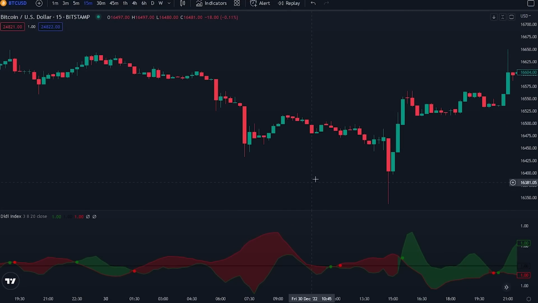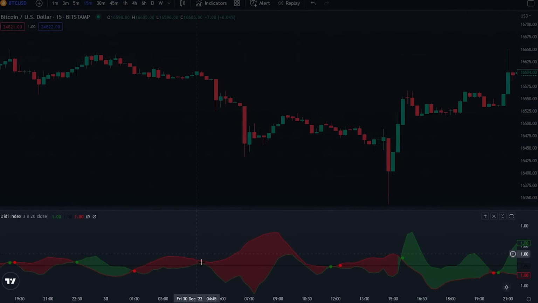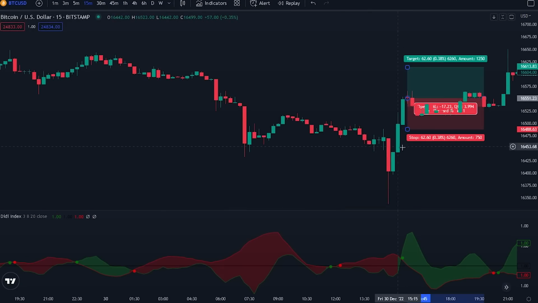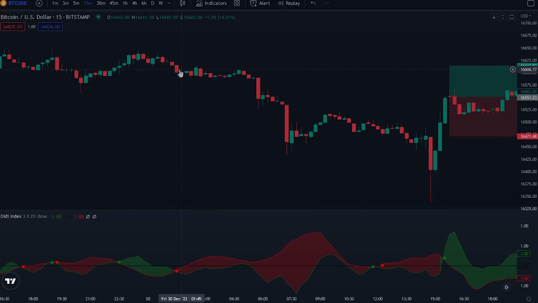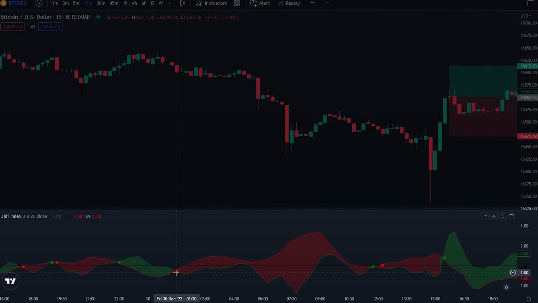For the method that we will be using, both lines will need to be enabled. We will enter into a buy position whenever the green line crosses above the red line. As you can see, this causes a green dot to be printed. This means that we can enter into a buy position. For a sell position to be valid, we will need the green line to cross below the red line. This will cause a red dot to be printed, meaning that we can enter into a sell position.